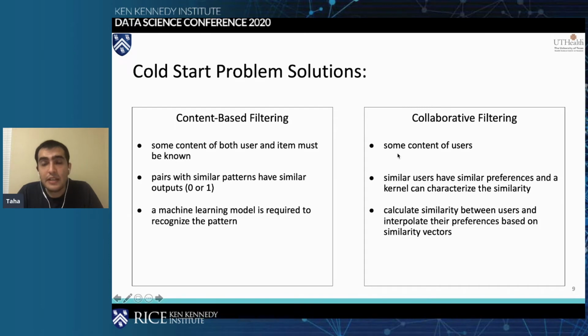And for collaborative filtering, we need to know some content about users, for example, the genetic expression of cell lines here. The main assumption here is that similar users have similar preferences. And how do we quantify this similarity? We can use a kernel function and apply it on the contents of users to quantify their similarity. By calculating the similarity between users and interpolating their preferences, which are RI values, we can suggest RI values to new users, which are pancreatic cell lines.